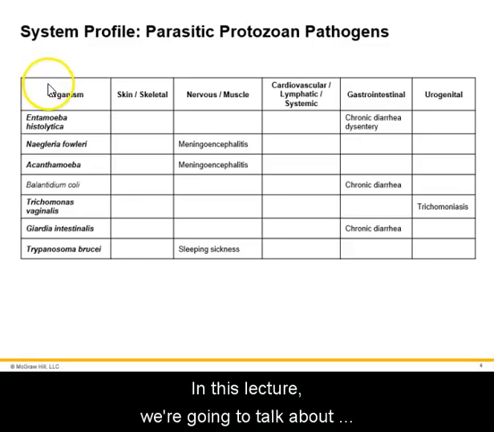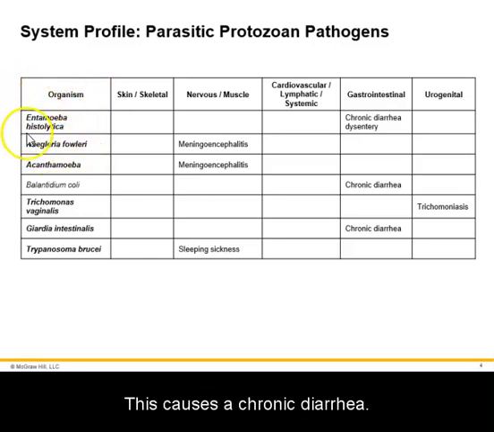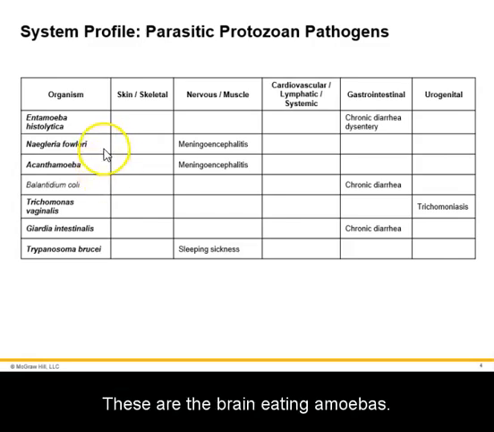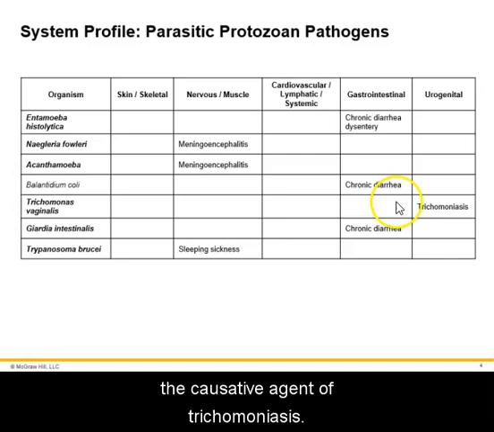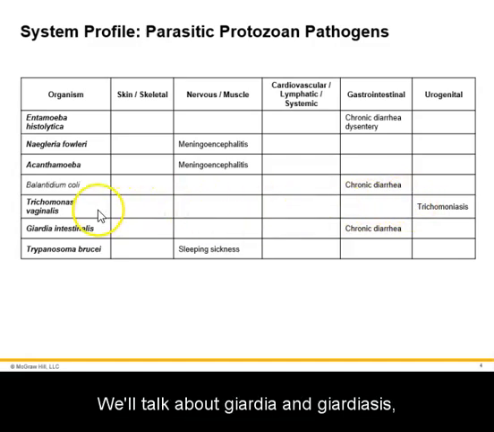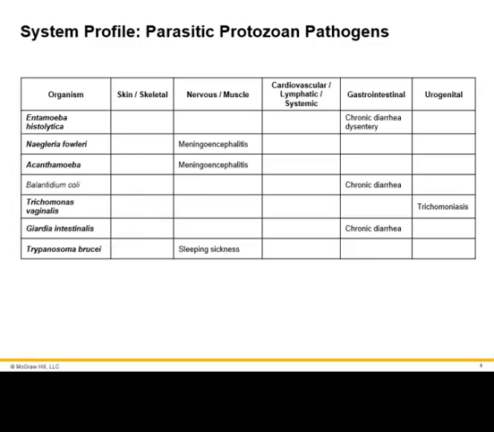In this lecture, we're going to talk about Entamoeba histolytica. This causes a chronic diarrhea. We'll talk about Naegleria fowleri and acanthamoeba. These are the brain-eating amoebas. We'll talk about Trichomonas vaginalis, the causative agent of trichomoniasis. This is an STD. We'll talk about Giardia and giardiasis, which is a condition of chronic diarrhea.